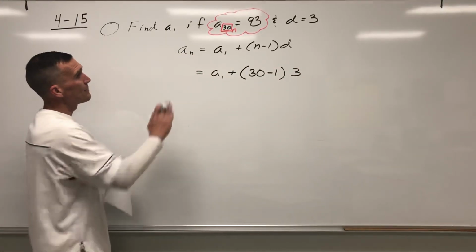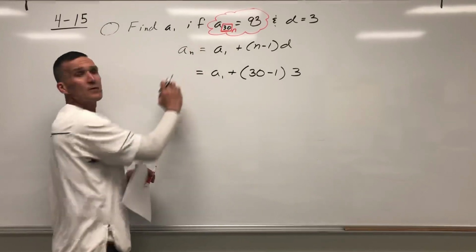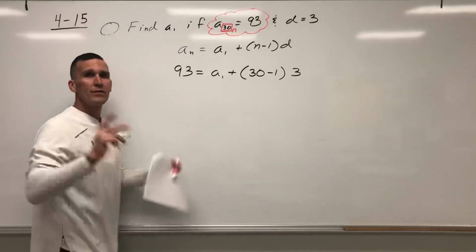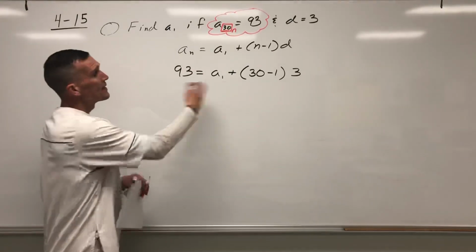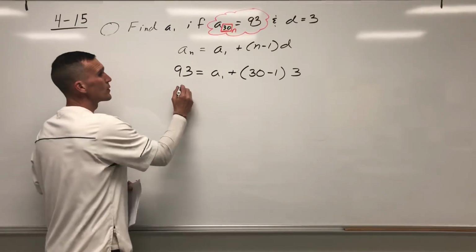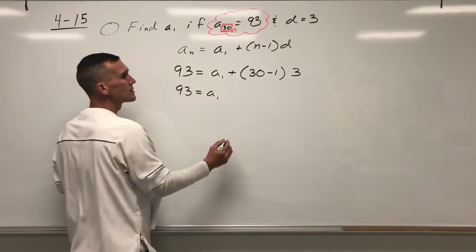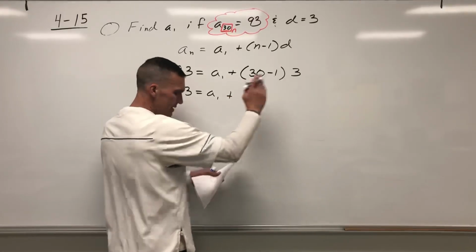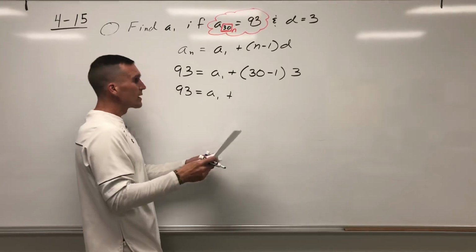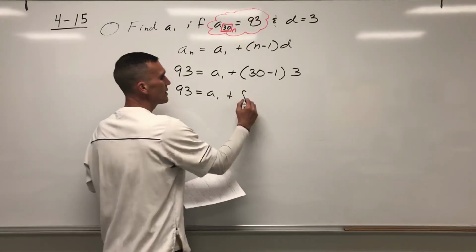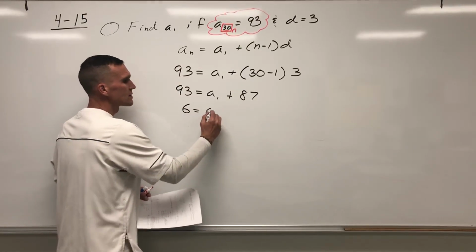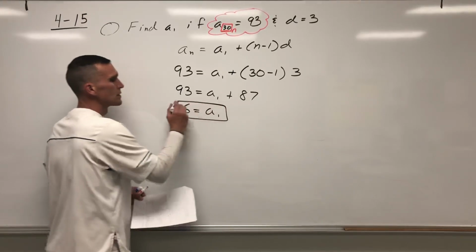And then remember that overall this represents the term. So 93 takes the spot of the quote-unquote answer. Now that we have our formula set up with all the numbers plugged in, it would be 93 is equal to a sub 1 plus 29 times 3. I already did it in my calculator, it is 87. And then when you minus 87 on both sides, you get 6 is the first term.